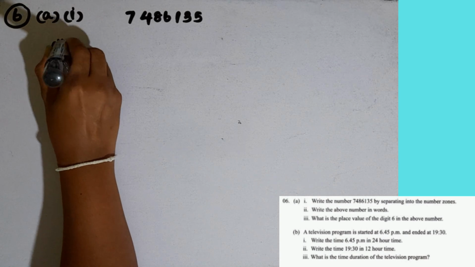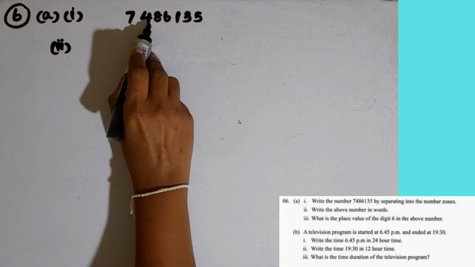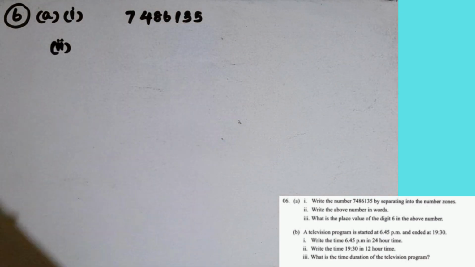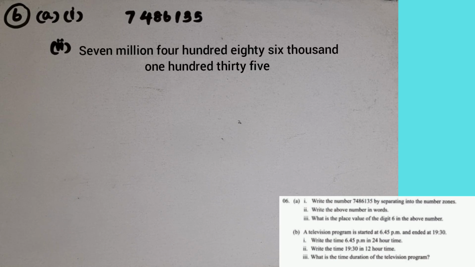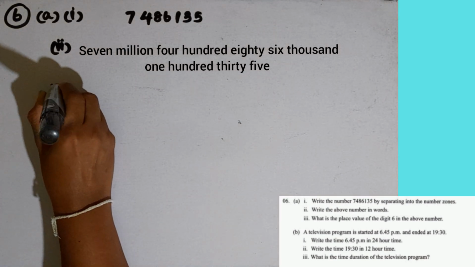Then second part, write the above number in words. This is the million zone, this is thousand zone, and this is the unit zone. So we can read this as 7,486,135.